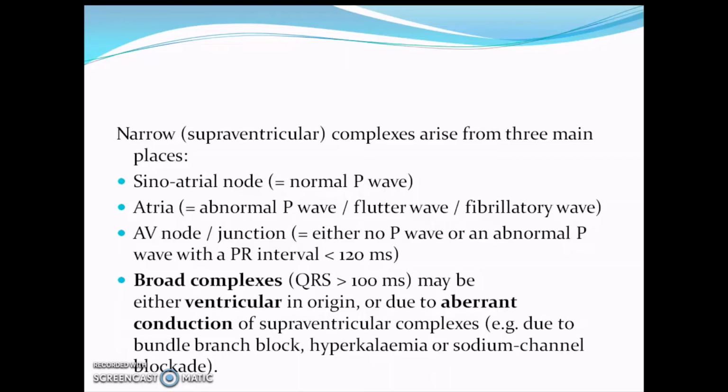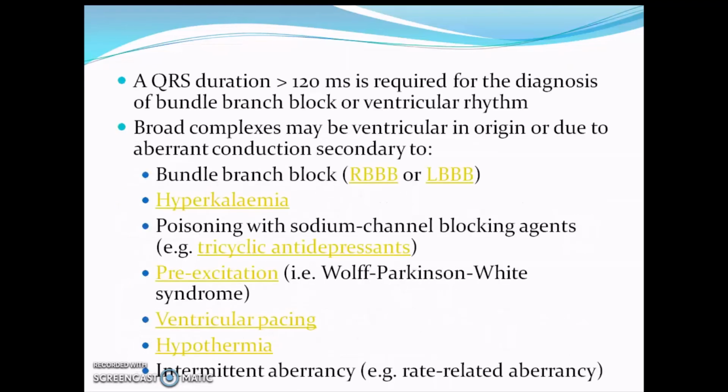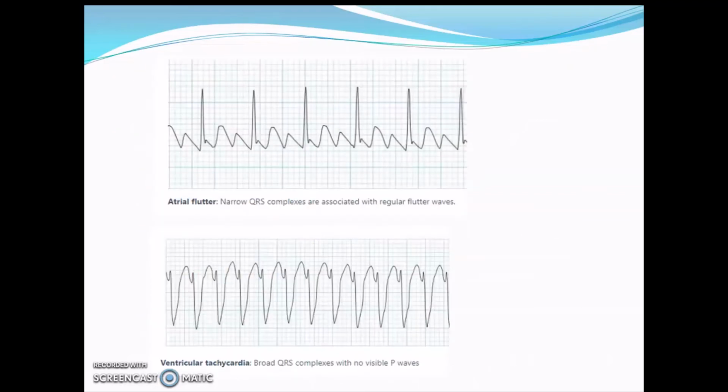When there are broad complexes, it might be due to ventricular origin or an aberrant conduction of supraventricular complexes. A QRS duration of more than 120 milliseconds favors the diagnosis of wide complexes. It might be due to ventricular rhythm or supraventricular rhythm with aberrancy. What are the causes of aberrant conduction? Bundle branch blocks, right bundle or left bundle branch blocks, hyperkalemia, tricyclic antidepressants, WPW syndrome, ventricular pacing, hypothermia, and intermittent aberrancy, that is due to rate related aberrancy.